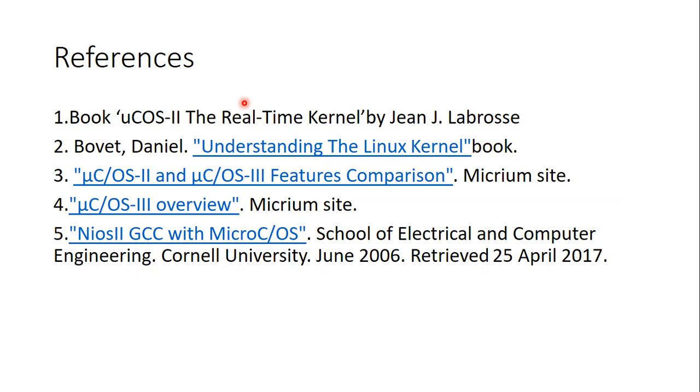So these are the references I have considered. The first one is the real-time kernel book by J. Labrosse. The second is another book by Bovet and Daniel. The third and fourth references are from the Micrium official site, and the fifth is a research paper from the School of Electrical and Computer Engineering, Cornell University. So now it is the end of my presentation.